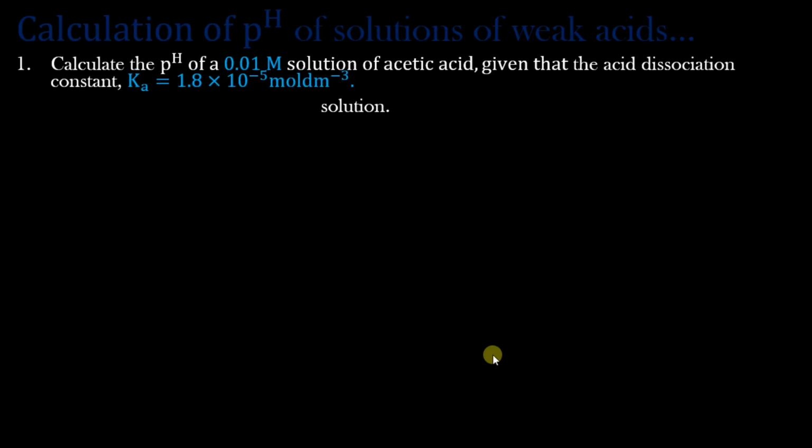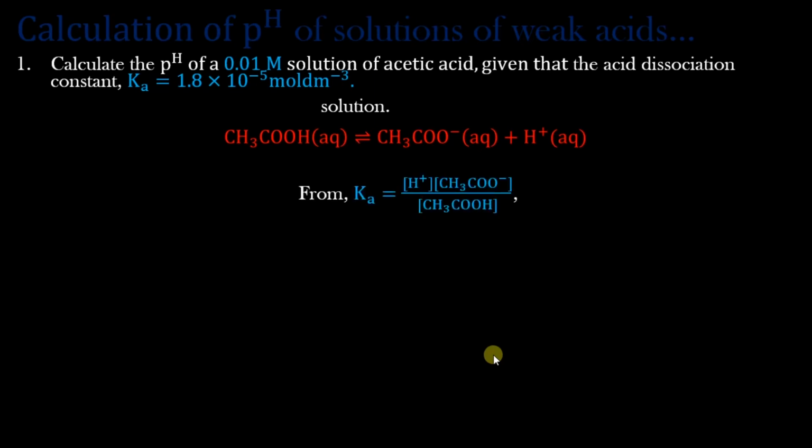Now, this is the first number, so we're going to follow the first principle. The rest we may go faster. When we pull out the equation, we see the acetic acid producing the acetate ion and the hydrogen ions. Now we're going to use this information the way we see them.